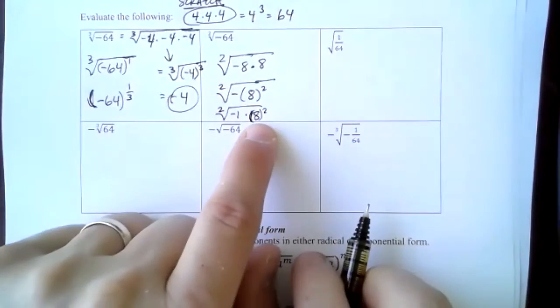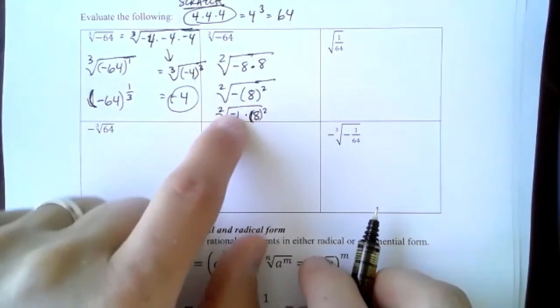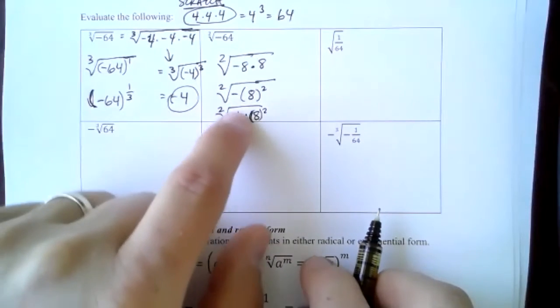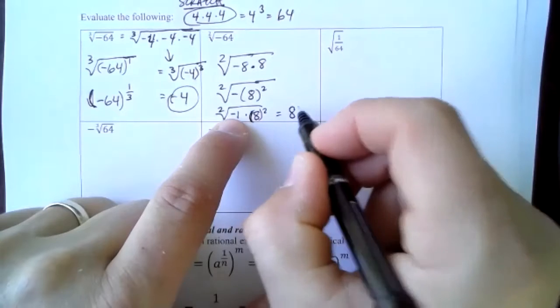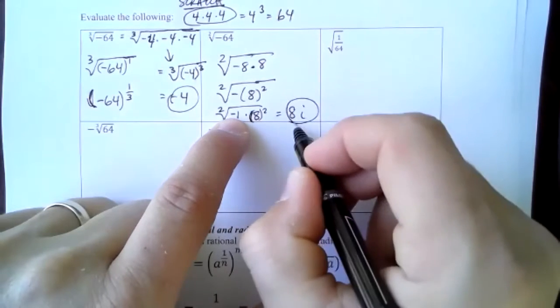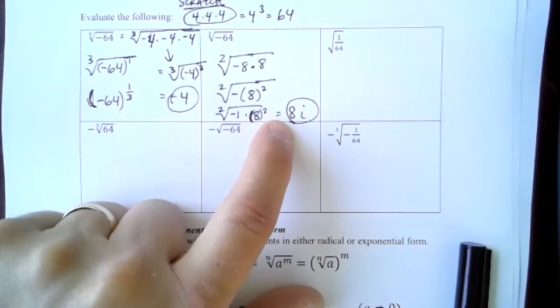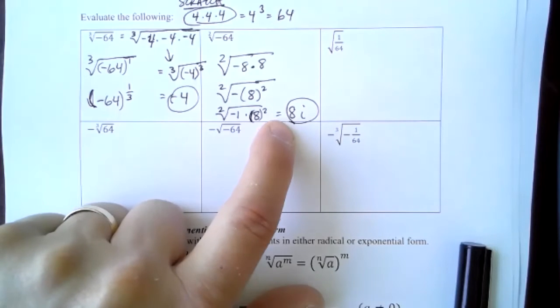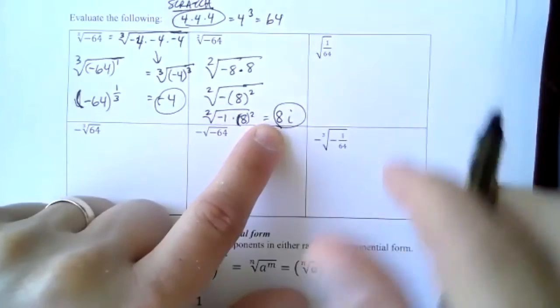And so what happens here is this square and this square root cancel each other out, but this is still the square root of negative 1. And you should know what the square root of negative 1 is now. So I'm going to pull out my 8, and then I'm going to pull out the i, and we have one real root, one imaginary root. See, I already made a mistake.